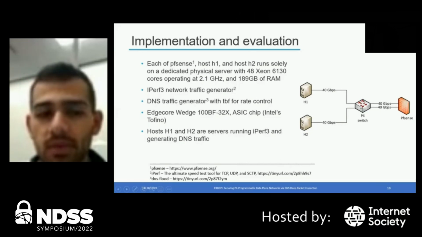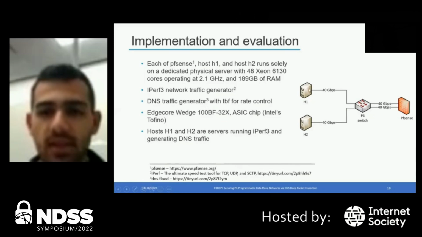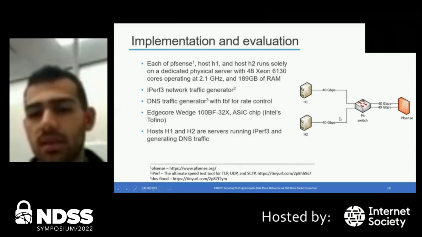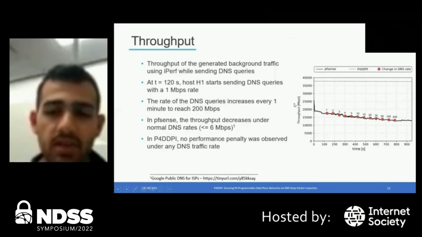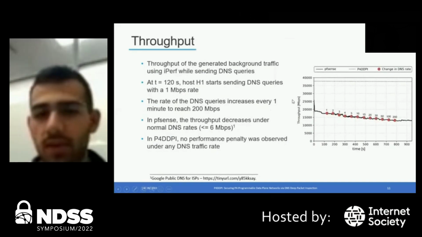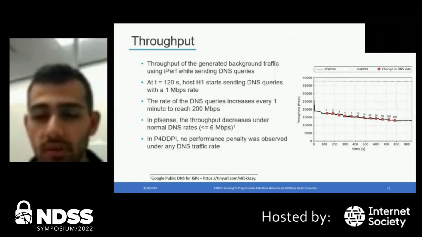We also have a P4 switch, an Edgecore Wedge, which can serve up to 3.2 terabits per second. And we are basically sending traffic between the hosts that passes through the P4 switch and pfSense. The first metric that we wanted to evaluate is the throughput comparison between P4DDPI and pfSense, which is a general purpose CPU firewall.